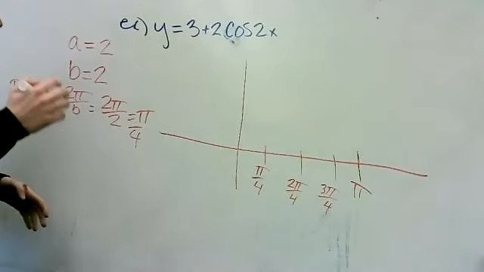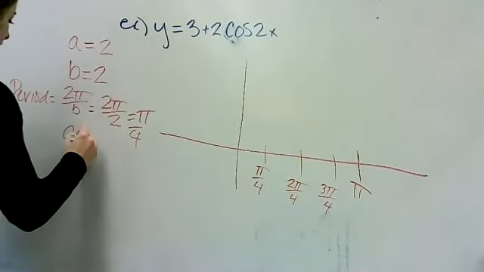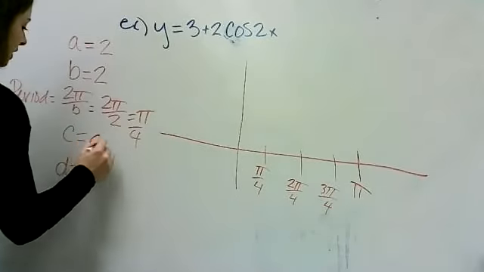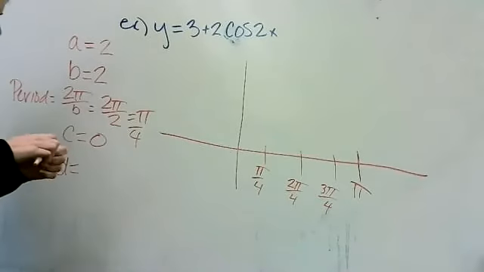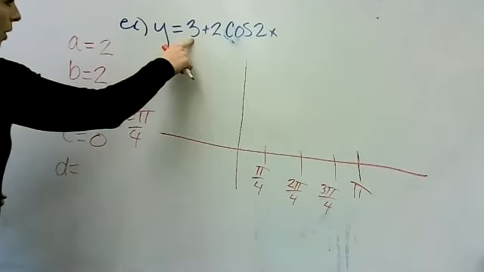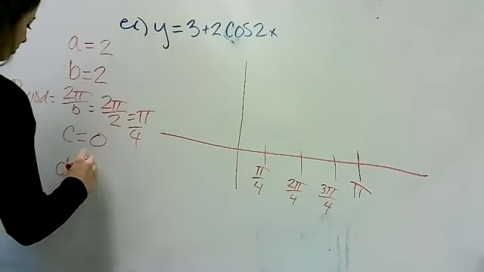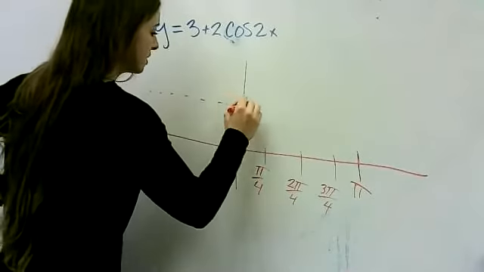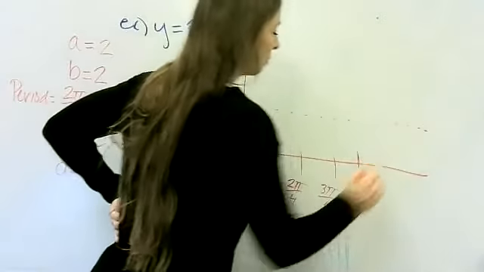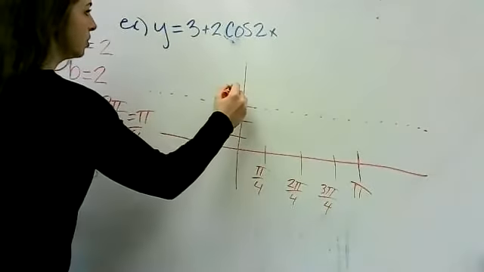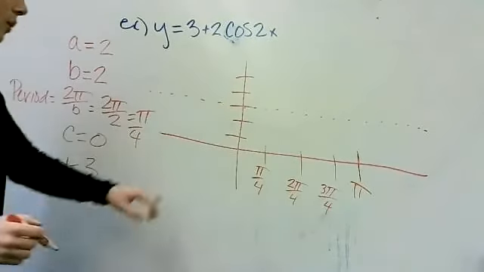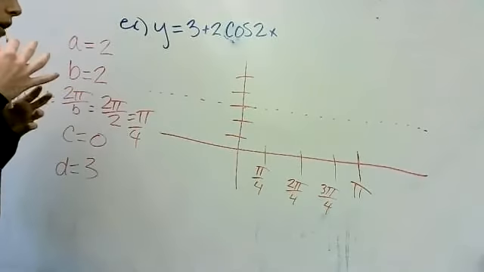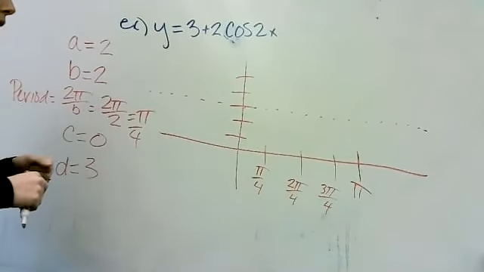So now I need to figure out what else I need to find. My C and my D. C value, nothing in parentheses being added on. So again, 0. We're going to take it easy on you here right now. D value this time is added out in front, and that is 3. So again, what this means is let's go up to 3. I've now shifted my entire graph up by 3. So while my amplitude is still 2, so again, I need to go up 2 and down 2 from this line. My actual center axis is at 3.